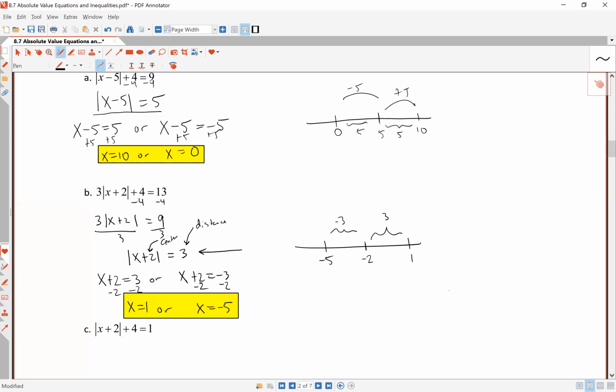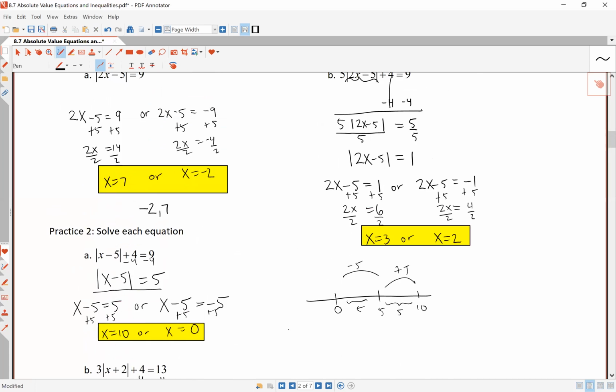Letter C, the absolute value of x plus 2 plus 4 is equal to 1. If we subtract 4 from both sides, we get 1 minus 4 is negative 3. In remembering that that number right there is the distance, letter C says, when can the distance to negative 2 be negative 3? And distances are never negative.